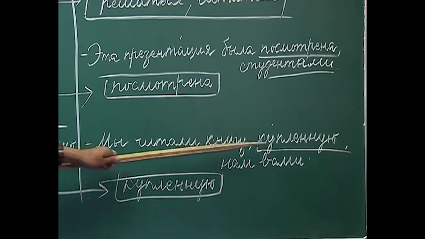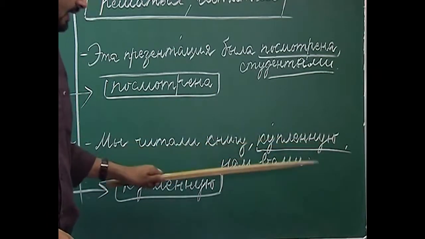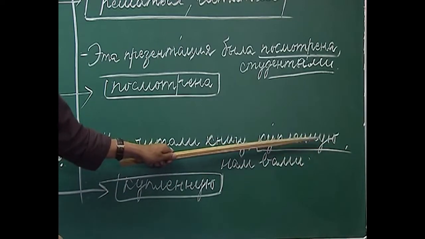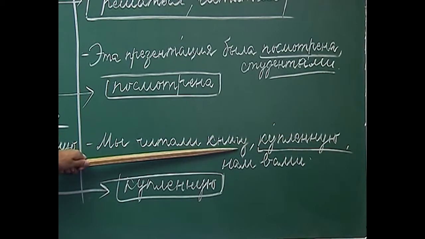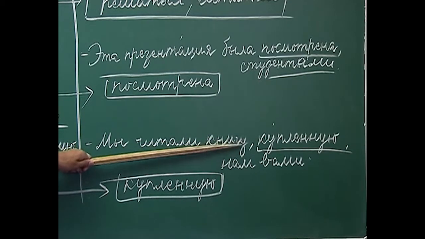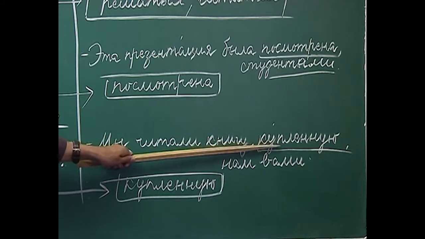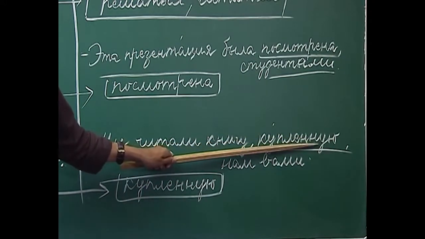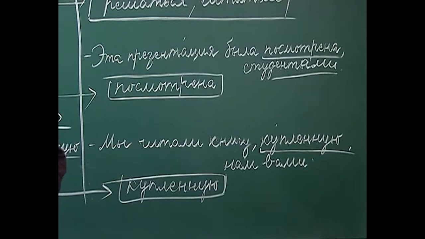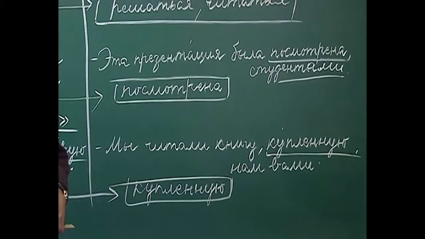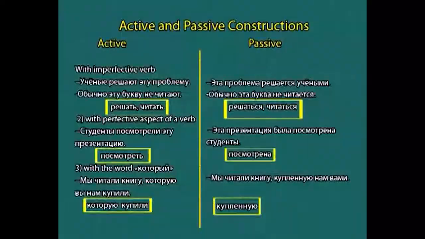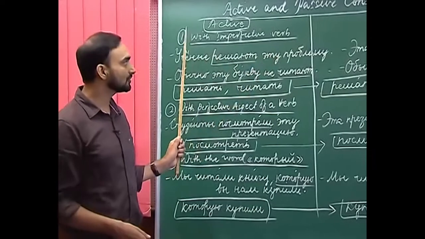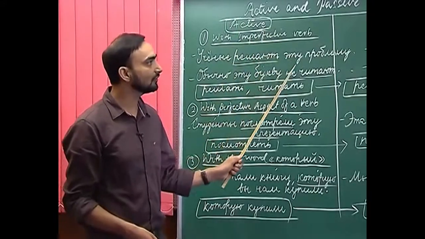Why are we using kuplinnuyu? Because kuplinnuyu qualifies the noun knigu, which is in the accusative case and feminine gender. That is why we have kept the form of kuplinni as kuplinnuyu: accusative case, feminine gender and singular number. So, these are the rules to change the active constructions into passive.